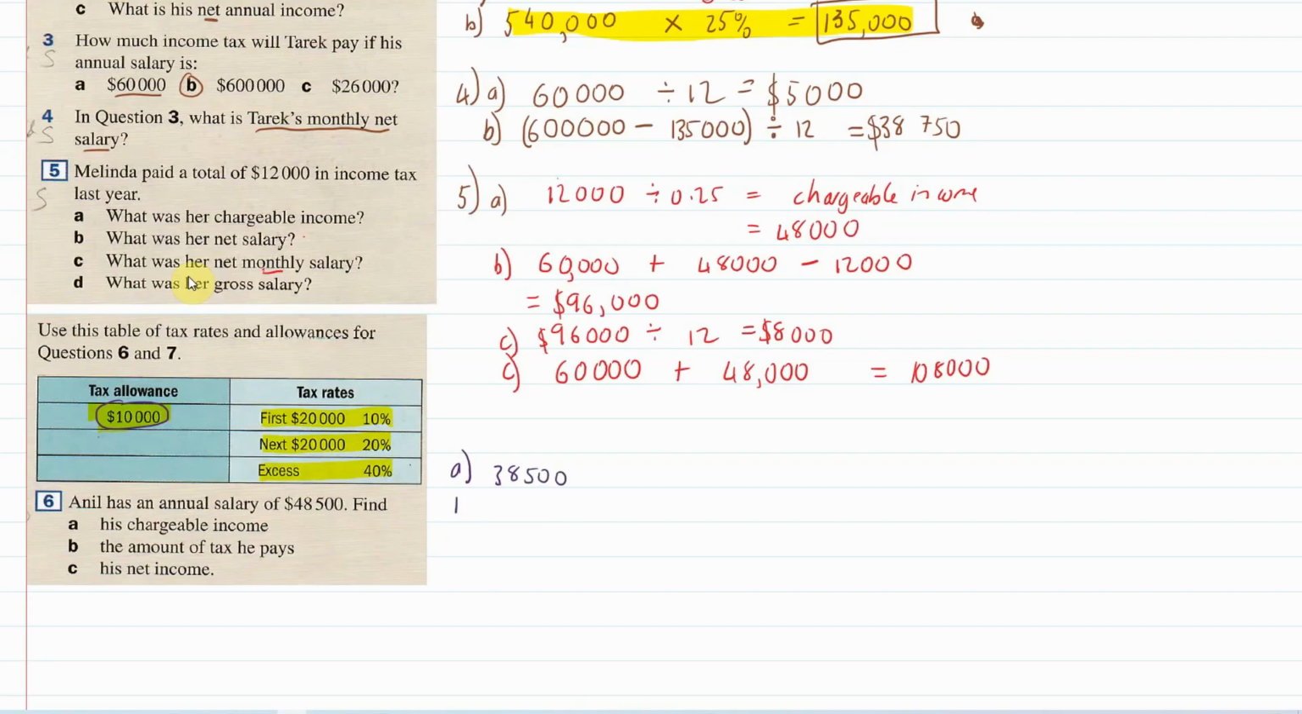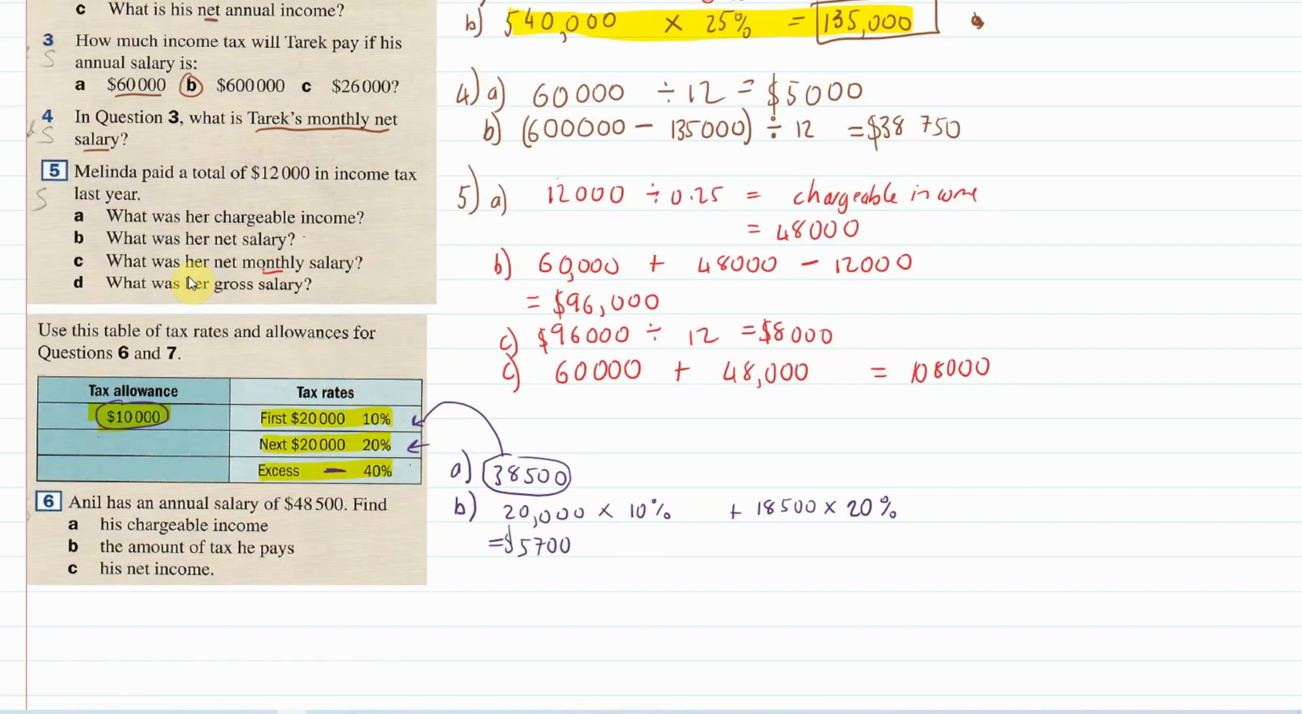B, the amount of tax he pays. Well, you can see that he's going to pay 20,000 into here. So there will be 20,000 at the 10%. And then you can see that you've got 18,500 left, and that's going to go into this bucket here. How did I get that 18,500? Well, I subtracted 20,000 from the chargeable income here. So 18,500. I'm going to times that by 20%. And there's nothing in this excess bucket, so we can ignore that. So when we do this, we're going to get 2,000 plus 20% of 18,500.